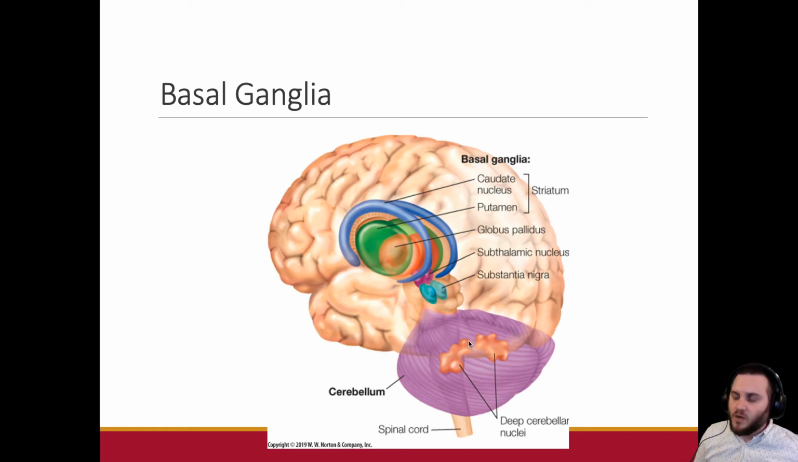Most of the outputs of the basal ganglia go to the primary motor cortex. And most of the inputs are from pretty much everything else. All regions of the cortex, as we've discussed throughout the semester, come into the basal ganglia. But most of the outputs actually just go to the motor cortex, which is interesting.